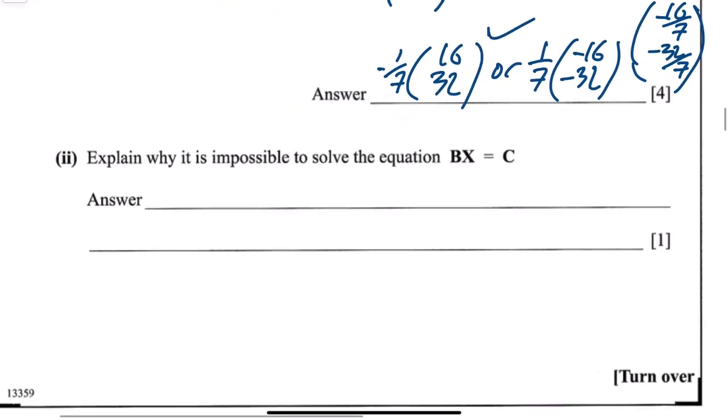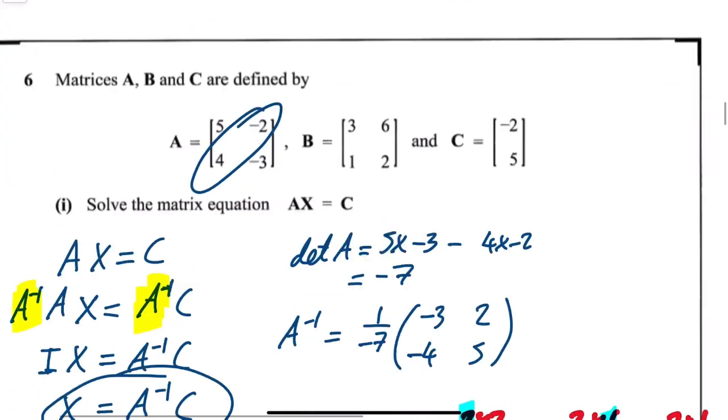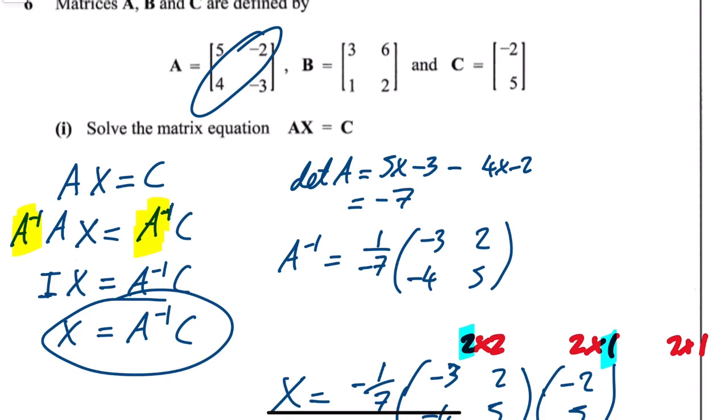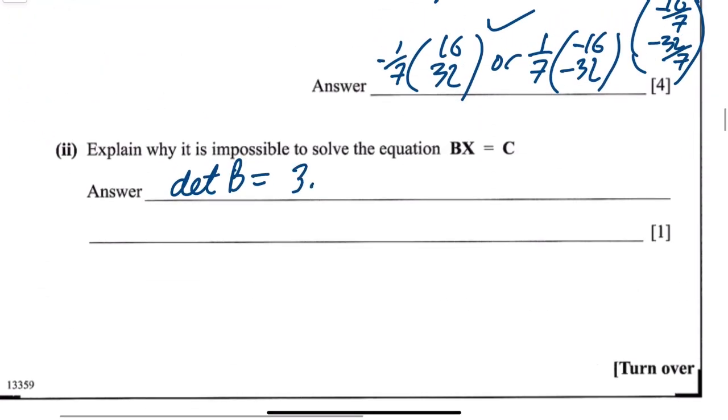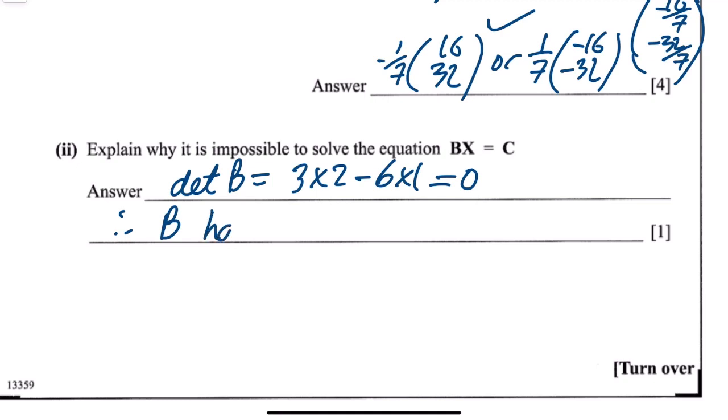Okay, part B says, explain why it is impossible to solve the equation BX equals C. If you look at your B, your determinant of B is equal to, let's look at B again. B was (3, 6; 1, 2), apologies. So it's going to be this product minus this product, which is going to be 3 times 2 minus 6 times 1. And if you do that, that equals 0. Therefore, that means matrix B has no inverse. So that's why the equation can't be solved.